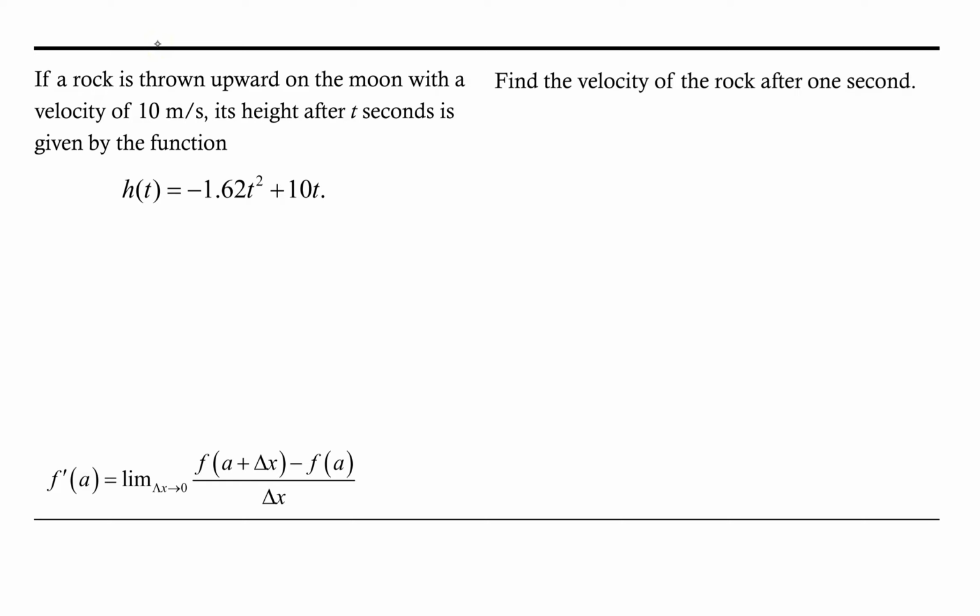Let's look at an application of the derivative. If a rock is thrown upward on the moon with a velocity of 10 meters per second, its height after t seconds is given by the function h of t equals negative 1.62 t squared plus 10t. And what we're to do is find the velocity of the rock after 1 second.